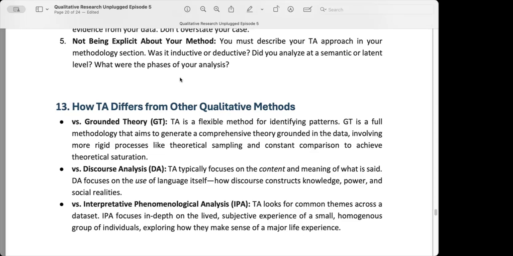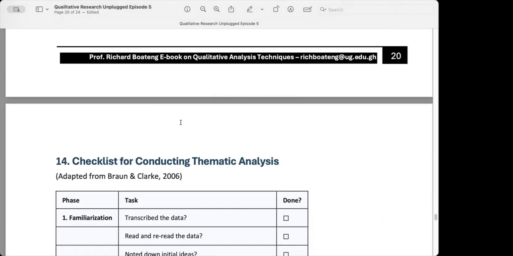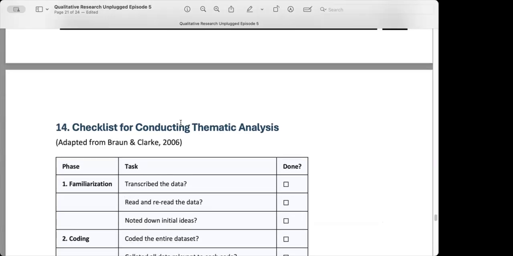Okay, to help you keep track of your progress through the TA process itself and ensure you've covered all your bases methodologically, the guide we're drawing from includes a really handy checklist adapted directly from Braun and Clarke's work. It's a practical, actionable tool for you, the doctoral students from the University of Ghana Business School, as you meticulously conduct your advanced qualitative research methods.